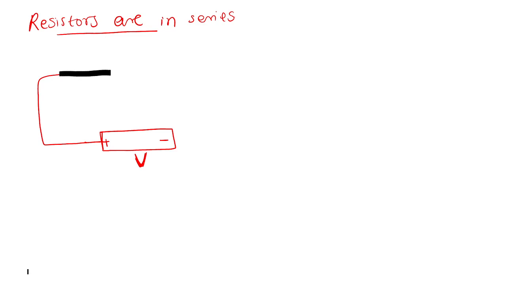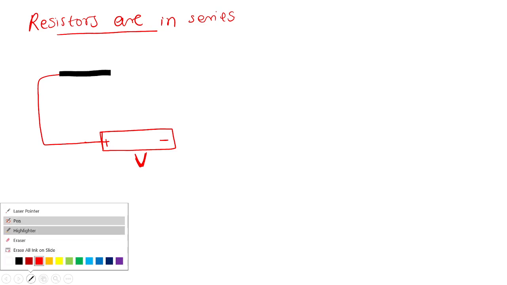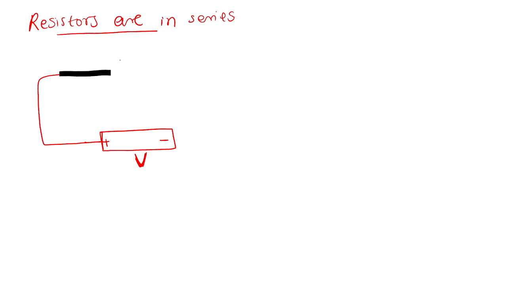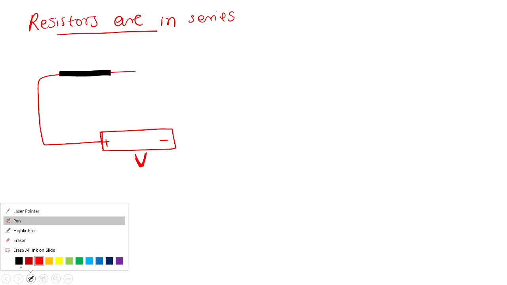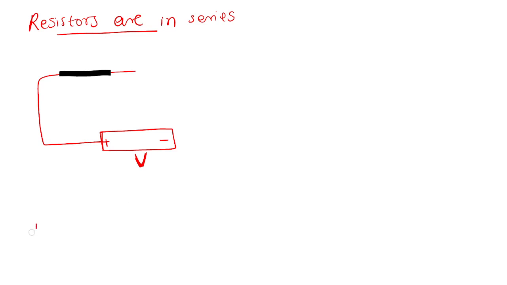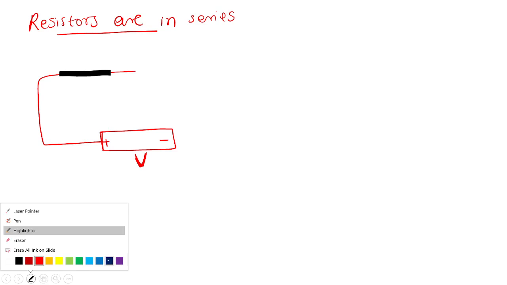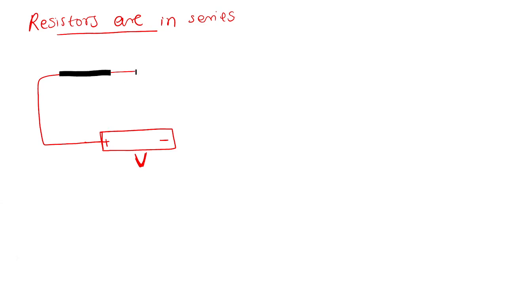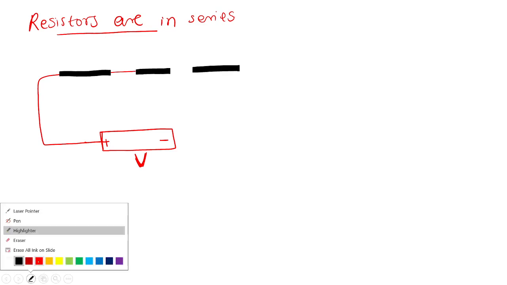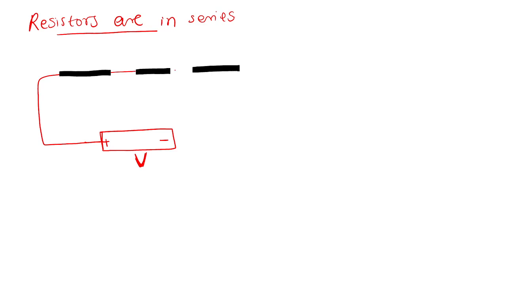Let it be a resistor. Resistor means having some resistance. I will discuss. Listen carefully. Again, we have another resistor. We have another resistor. We have 3 or more resistors.